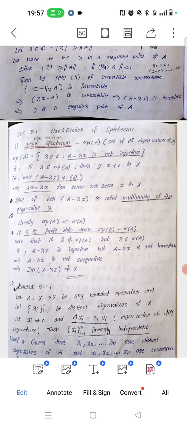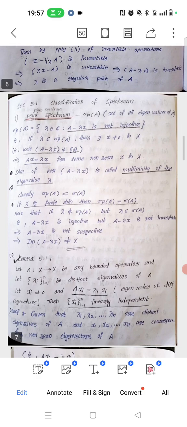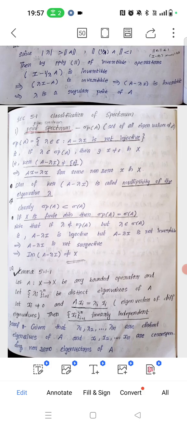The first part is called the point spectrum, the second one is called the continuous spectrum, and the third one is called the residual spectrum. First we are going to discuss the point spectrum. Point spectrum means eigenvalues. That means sigma of A consists of all complex numbers for which A minus lambda is not injective. A minus lambda not injective means the kernel of A minus lambda I is not the trivial vector space {0}.